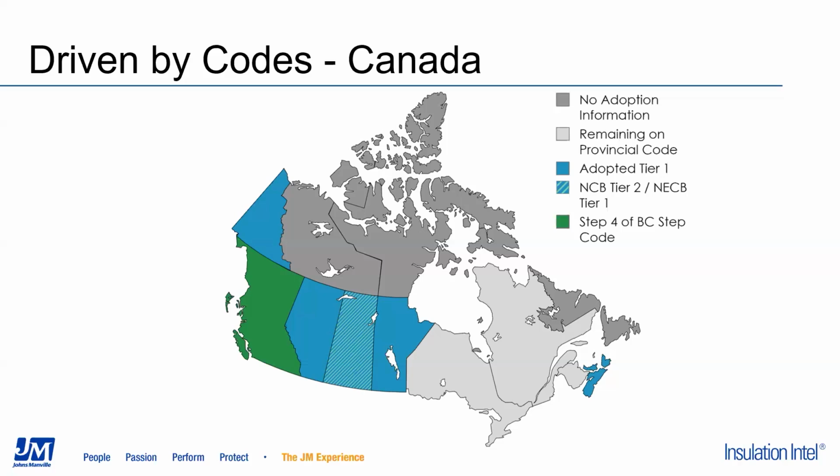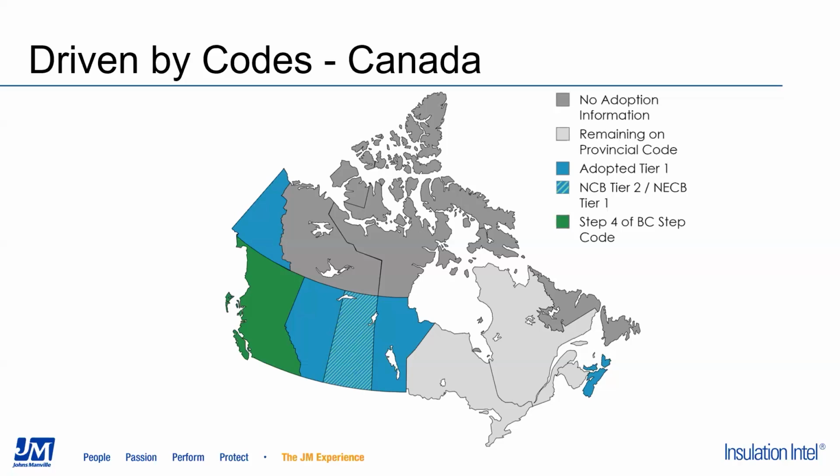The dark blue, right, these bright blue provinces, Yukon, Alberta, Manitoba, they have all adopted basically the tier 1, this initial tier of the 2020 code. Saskatchewan in particular has adopted tier 2, so a slightly better version of the code for homes, and tier 1 for commercial buildings. So that's why I striped it.